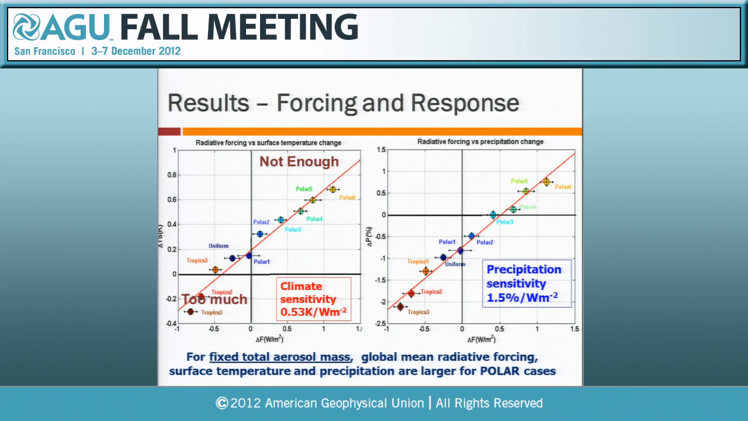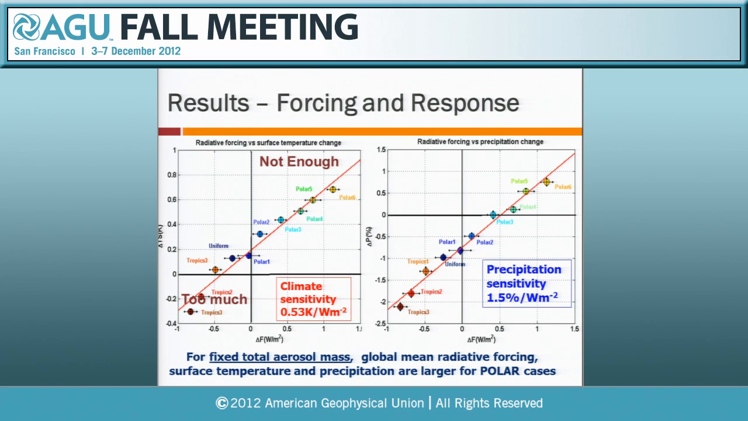On the left, too much. So in all the tropical cases, we have too much aerosol, and in all the polar cases, not enough aerosol. And look also at the precipitation. It also falls on a straight line. I find this to be an interesting case.